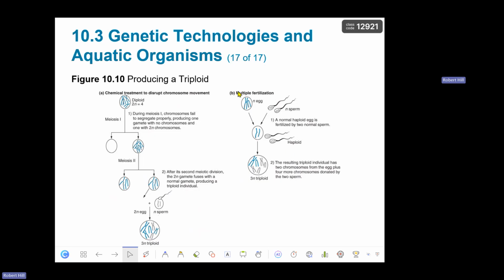All right. You can also do multiple fertilization, which is even more unnatural because you're actually subjecting eggs to multiple haploid cells. Usually you have to do that through microinjection or something like that.